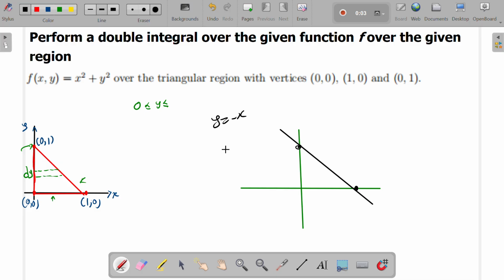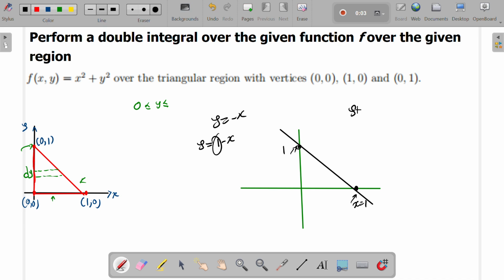So what happens here is that this now becomes y is equal to 1 minus x. Why am I getting the 1? It's because of what I have at this point. At this point, y is 1. At this point, x is what? x is also equal to 1.